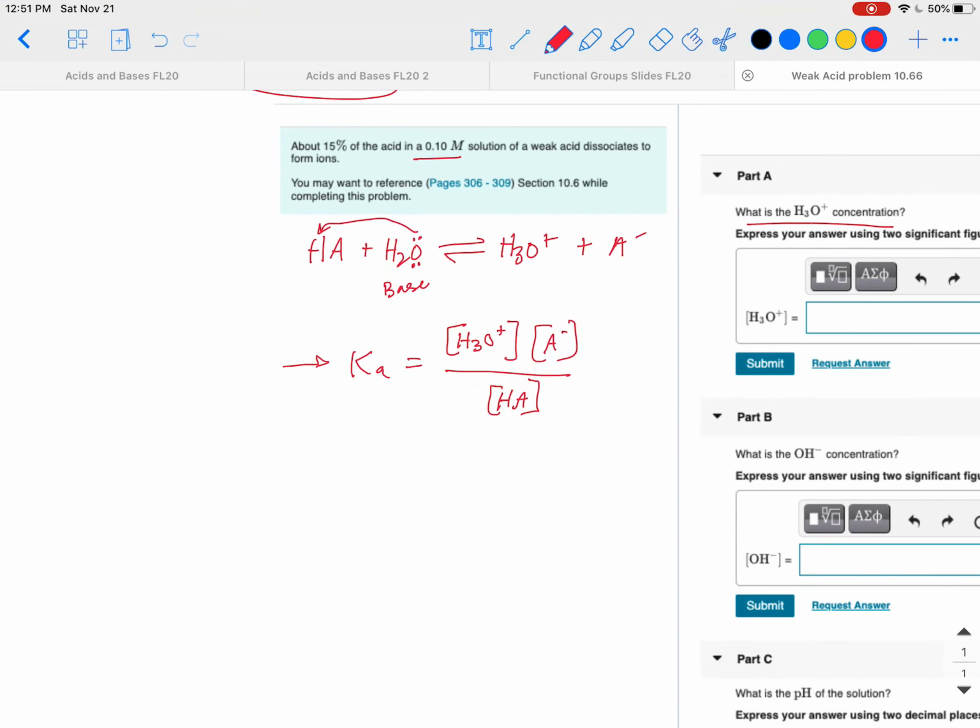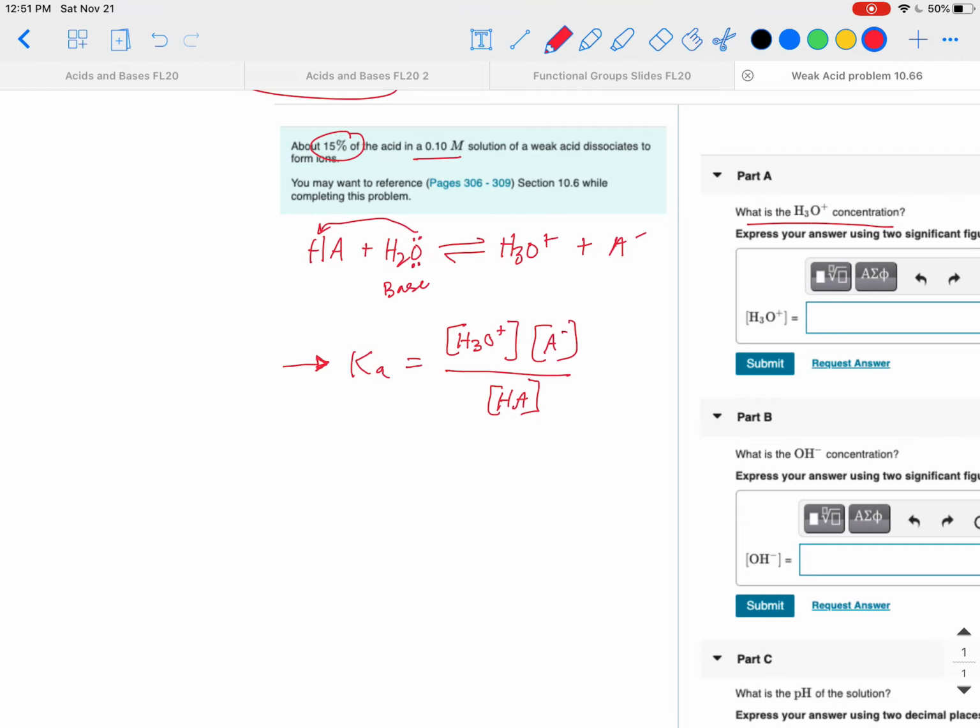Now, this is actually what you would use if I gave you what weak acid it was. Like if I said you had a 0.1 molar solution of acetic acid, or I told you what the acid was, then you would go find the Ka and plug it in. But because it tells us the percent, we actually may not use Ka here.